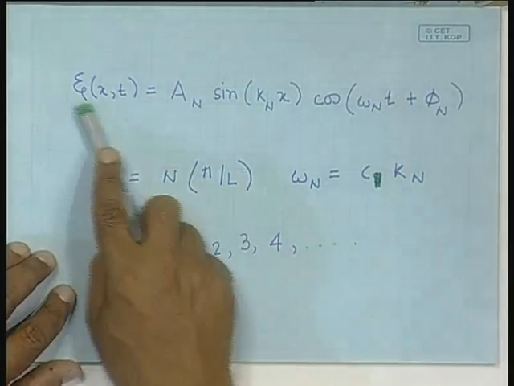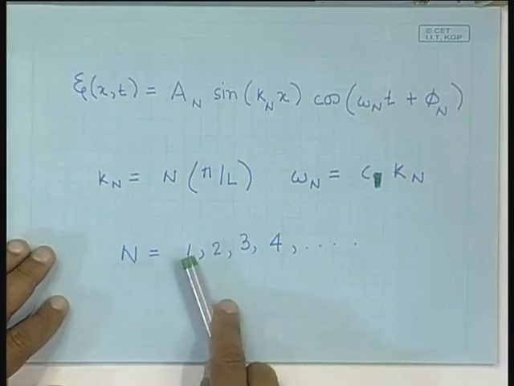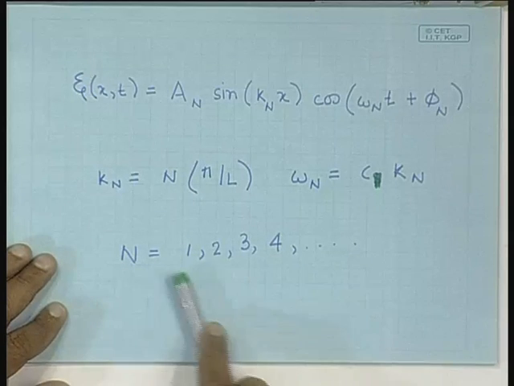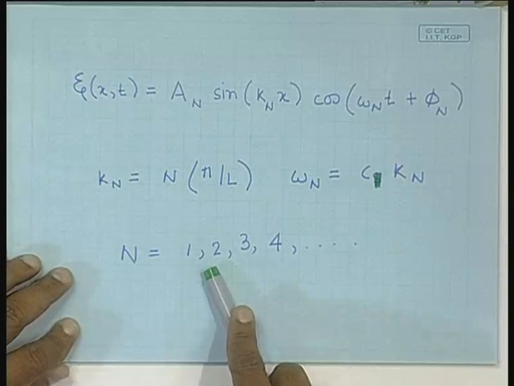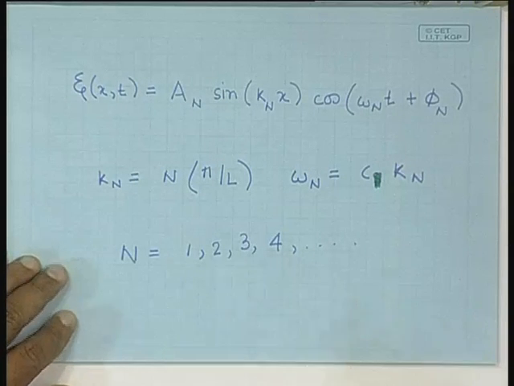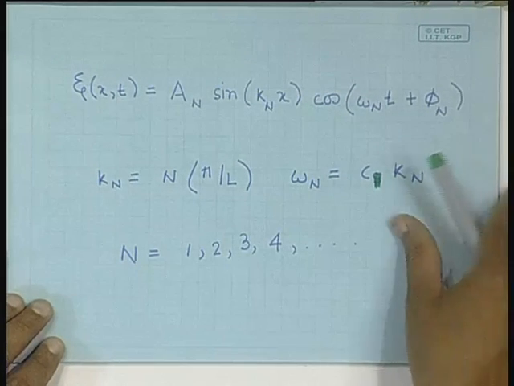So I could have many possible solutions, each one corresponding to each integer. There will be a particular solution corresponding to n equal to 1, a solution corresponding to n equal to 2, another solution corresponding to n equal to 3, etc. Let us look at these solutions one by one. So the first solution that we look at is n equal to 1.